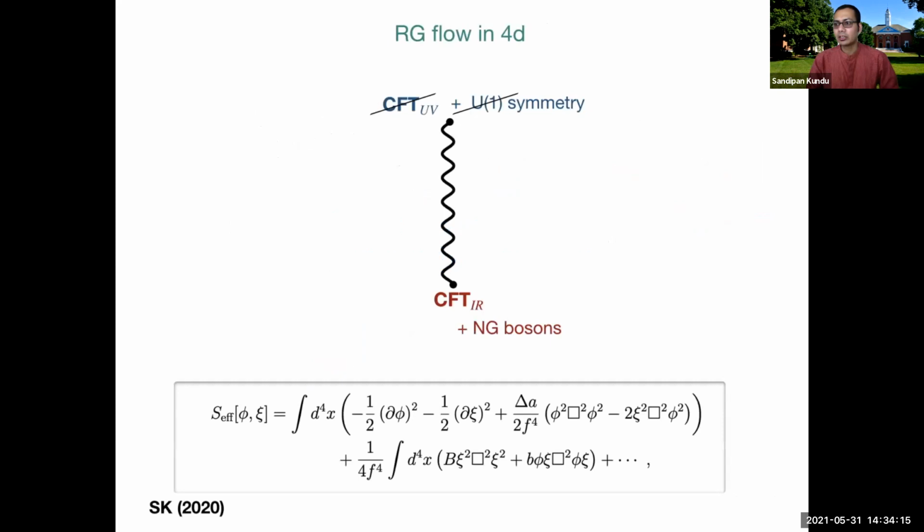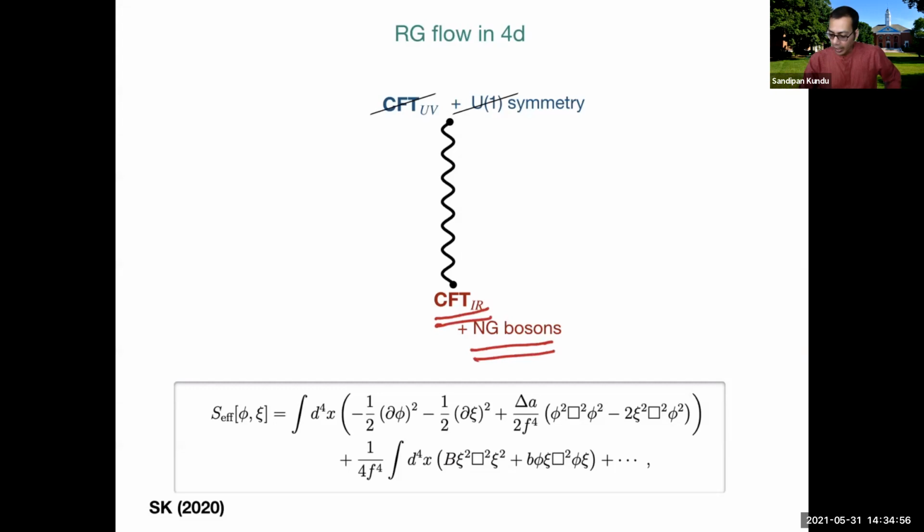Let me say a few things about this. Especially for supersymmetric RG flows, whenever you break conformal invariance in the UV, sometimes that also breaks some other global symmetry in the UV. So let me just assume that you break conformal invariance either spontaneously or explicitly, and as a result, there is some other broken global symmetry in the UV as well. In that case, you flow to the IR, which is described by some CFT IR, and you end up with a bunch of Nambu-Goldstone bosons.